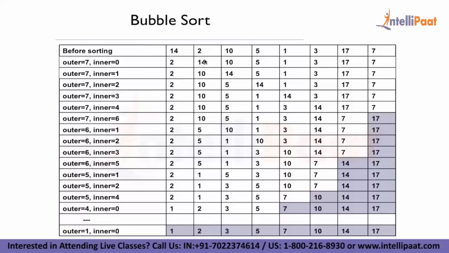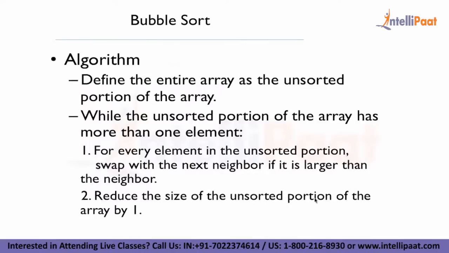So like this we will be shuffling all the bigger values towards the right portion of the array, and we keep on doing that and reducing our unsorted portion of the array by 1, and we keep on pushing the largest element to the end, and finally we end up with the sorted array.